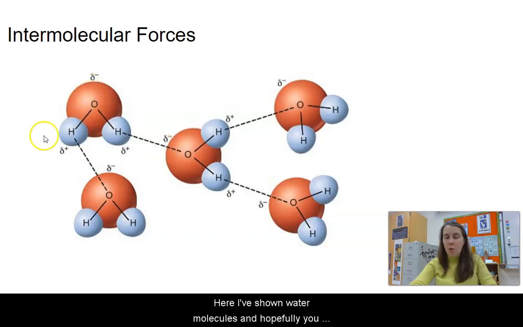So here I've shown water molecules, and hopefully you remember that water has a negative charge or partial negative charge on its oxygen end, and then the two hydrogens have partial positive charges. Okay, so the way this is drawn, you can see that the hydrogens line up to interact with the oxygens because that positive charge is attracted to the negative charge. So opposites attract. All right, and there are 4 different ones that we're going to learn about today.